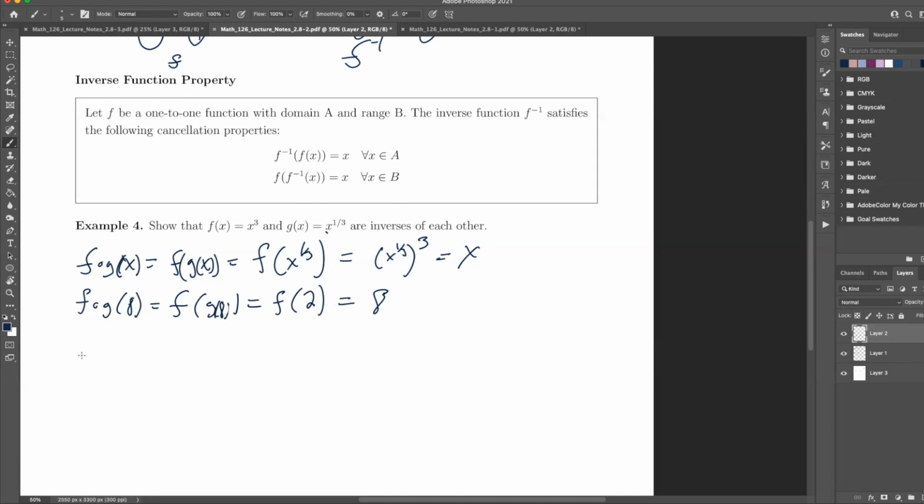Now let's flip this around. g of f of x. So to show an inverse, you only need to really show one, but it's nice to show both, just to double check yourself.